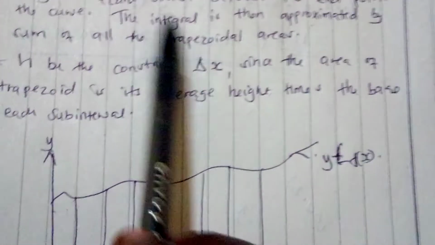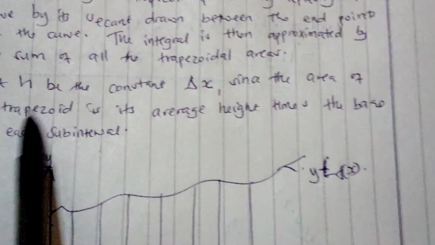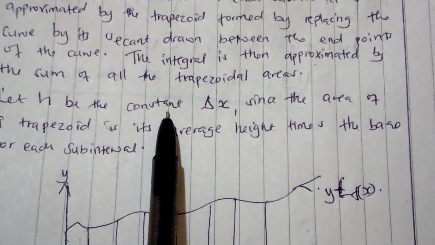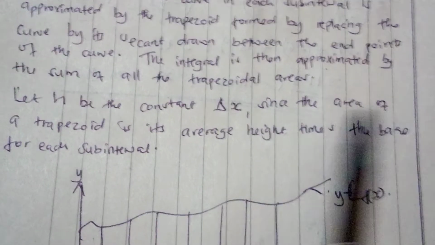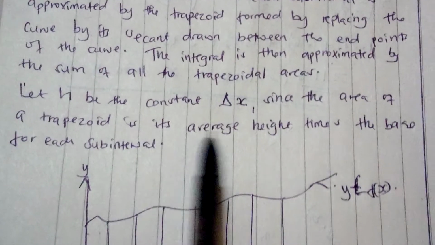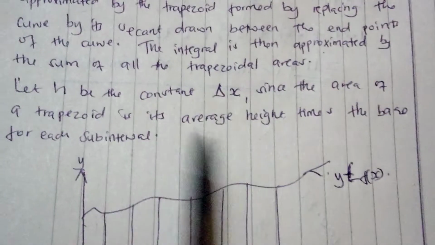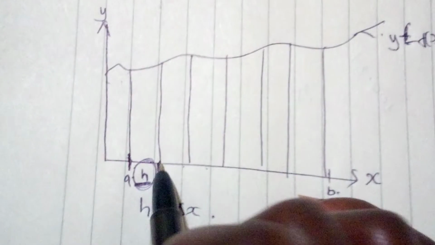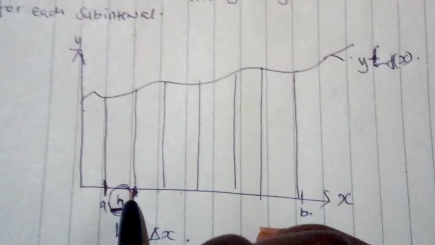Let's now come up with the formula. We've been told, let h be the constant change in x, since the area of the trapezoid is its average height. Let's see how we are going to find the average height. Say we have an integral, with the first x and the next x of the subinterval. So we are going to find h.